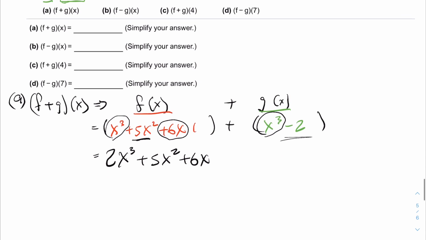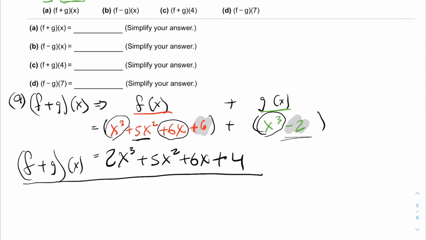Anyhow, we see a constant of 6 there and a minus 2 there. That's going to result in 6 minus 2, which is 4. And so we get our new function, f plus g of x, is equal to 2x cubed plus 5x squared plus 6x plus 4.